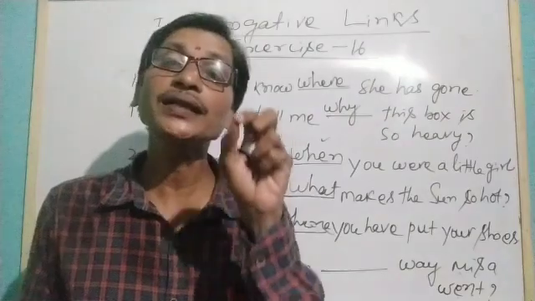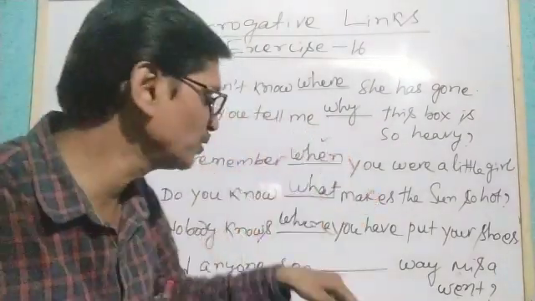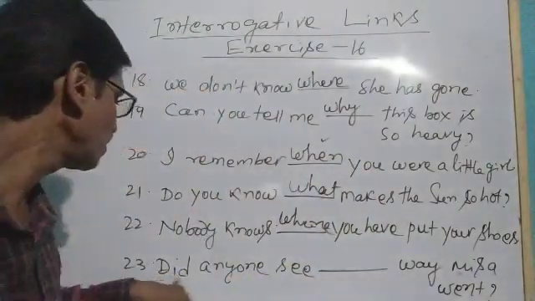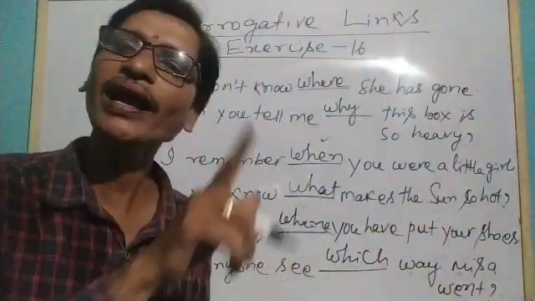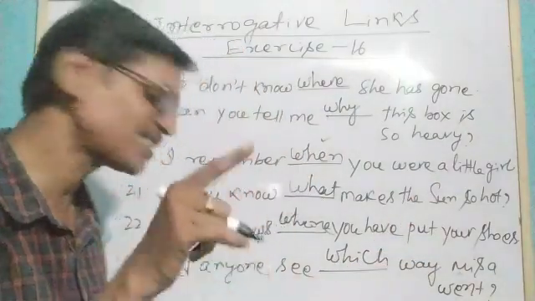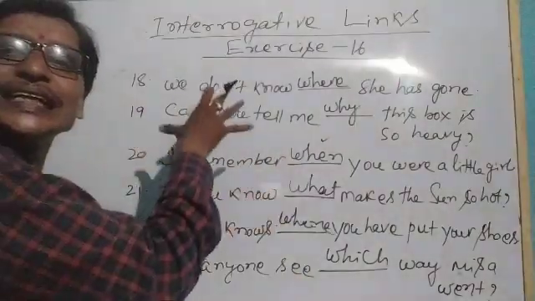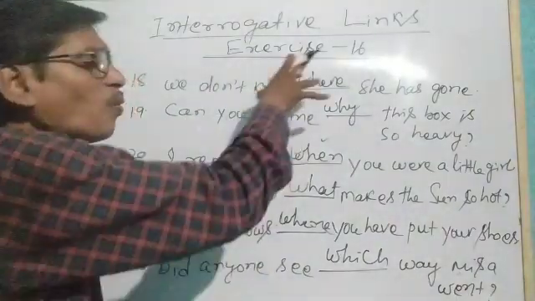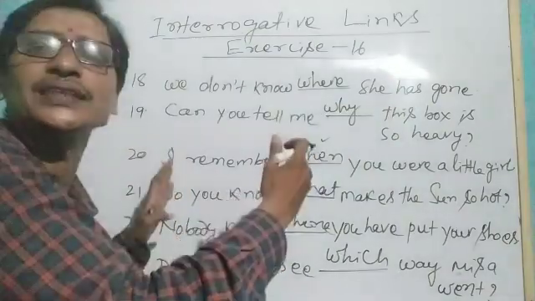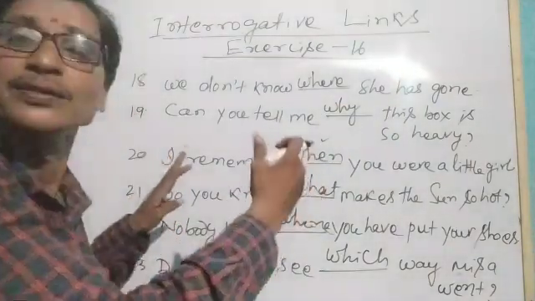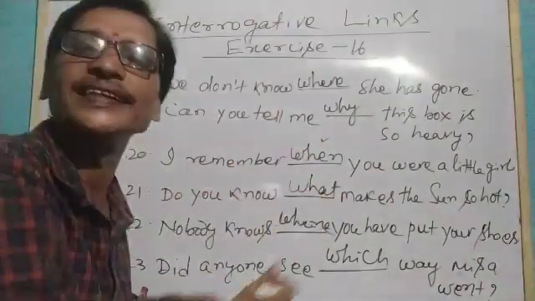When we select a particular way from among a limited number of ways, we use which. So, did anyone see which way Missa went? Understood? These examples show us how we have used these interrogative links to create links between the phrases or the clauses. No doubt they are interrogative words, but here they are functioning as links.